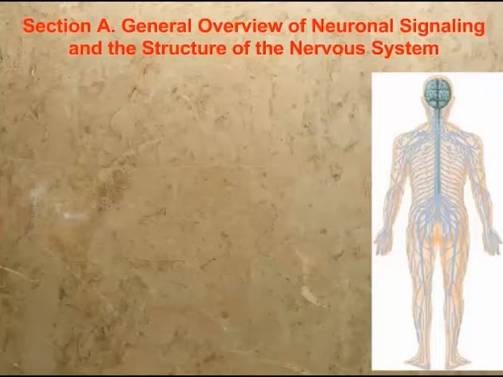The two major divisions in the nervous system are the central nervous system, which is basically the brain and the spinal cord, and the peripheral nervous system. All the nerves that leave the central nervous system and innervate tissues outside the brain and the spinal cord are considered part of the peripheral nervous system. Within the peripheral nervous system, major divisions are the somatic nervous system and the autonomic nervous system, which has two branches, the parasympathetic and the sympathetic branches.